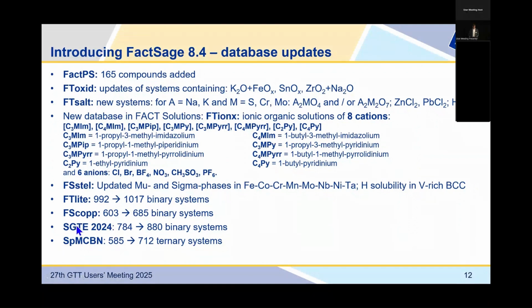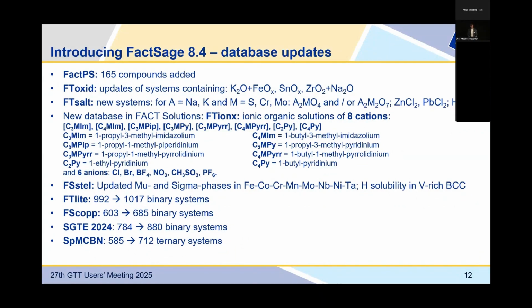Then the SGTE solutions database also gets a significant update, as we have seen in previous years. SGTE usually gets updates every 2 years, and then roughly 100 systems are added. A very steady database extension. So now there are 880 binary systems.